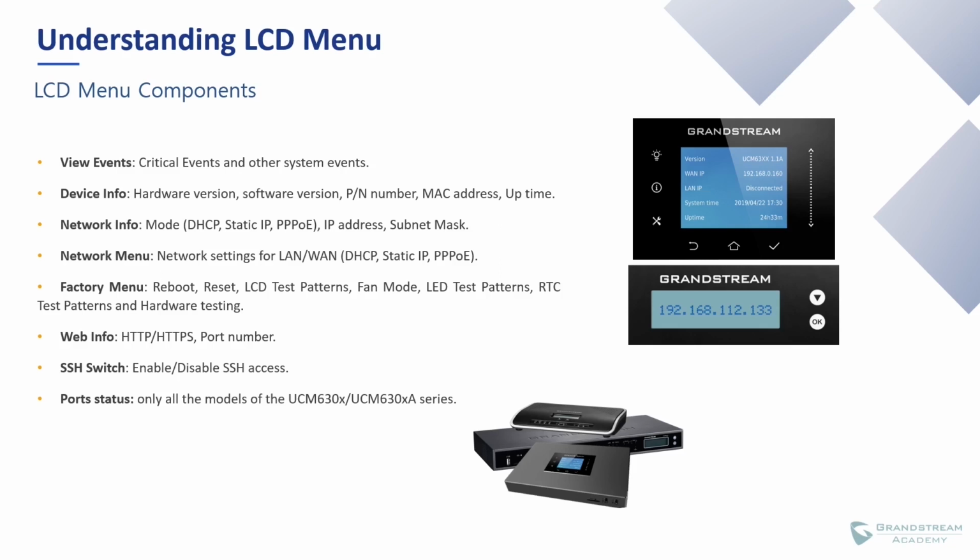In network info, this section is dedicated to show the mode that the UCM is configured to use. It can be DHCP, static IP, or point-to-point over Ethernet. The IP address of the UCM is shown in this section, as well as the subnet mask. In the network menu, users can modify the network settings for LAN, WAN, DHCP, static IP, and point-to-point over Ethernet.